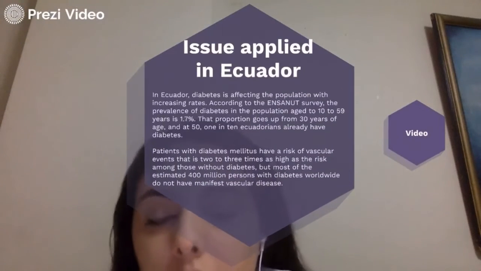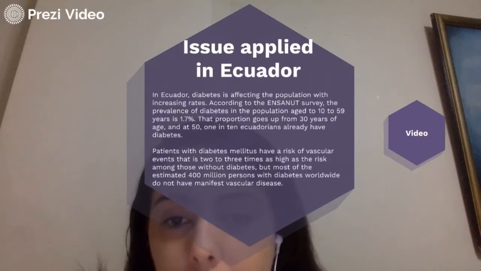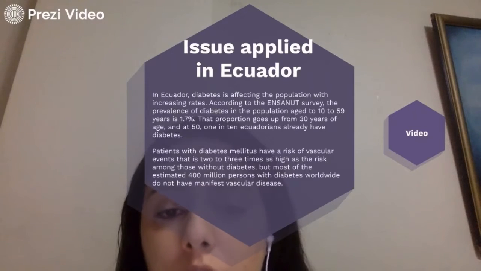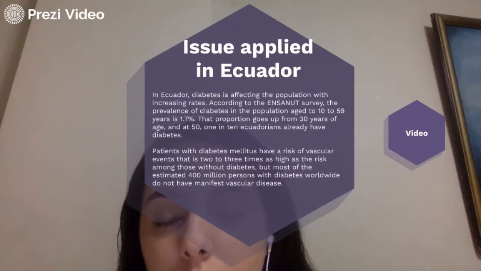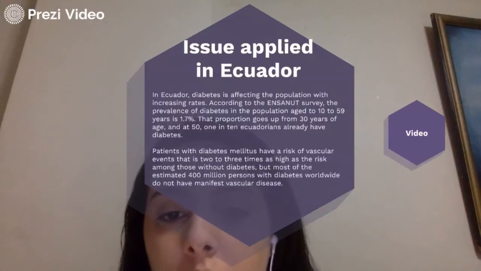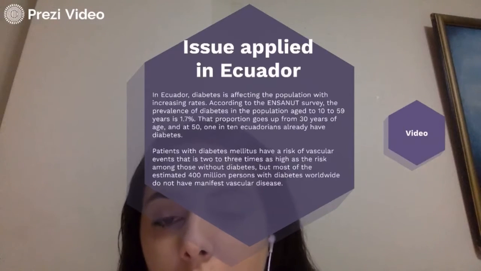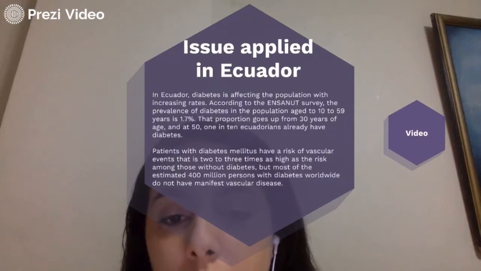Issue applied in Ecuador. In Ecuador, diabetes is affecting the population with increasing rates. According to an ASUD survey, the prevalence of diabetes in the population aged 10 to 59 years is 1.7%. The proportion goes up from 30 years of age and at 50, 1 in 10 Ecuadorians already have diabetes.